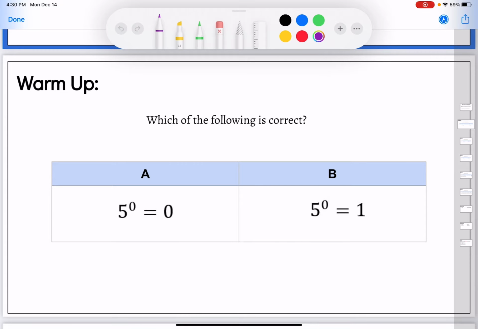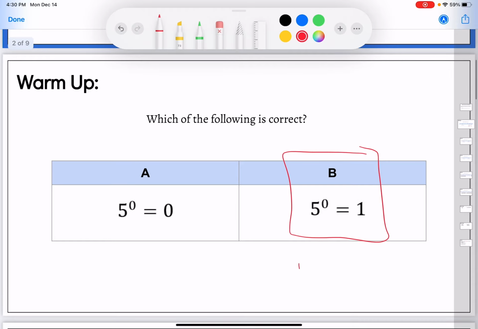So the first one here, letter A, 5 to the 0 equals 0, or letter B, 5 to the 0 power equals 1. Correct answer here is B. This one is the correct one. Anything to the 0 power equals 1. So letter B was the correct, but it's really easy. You see that 0 power, it's easy to think that the answer is 0.